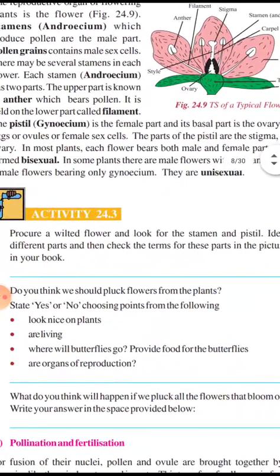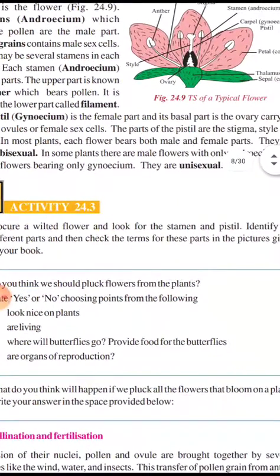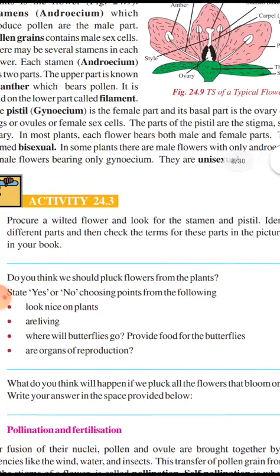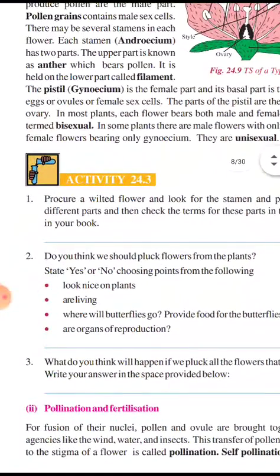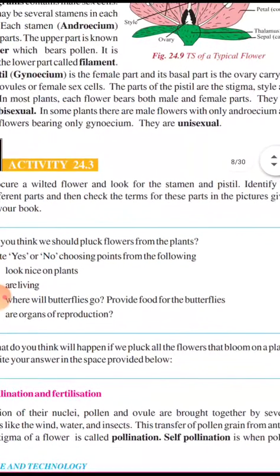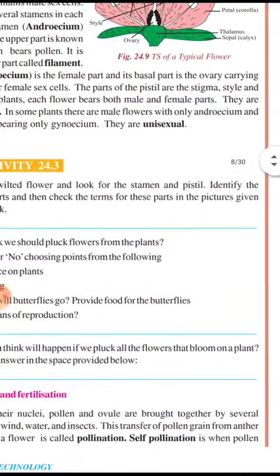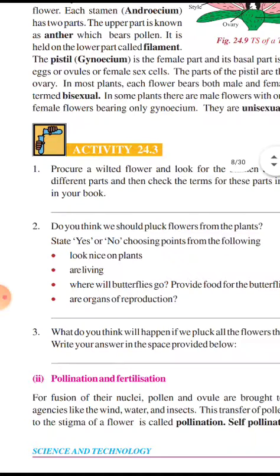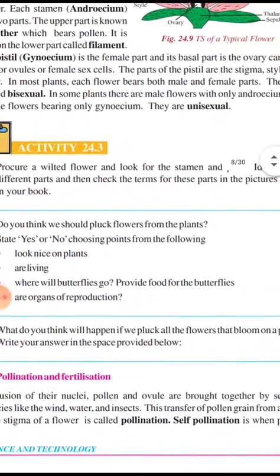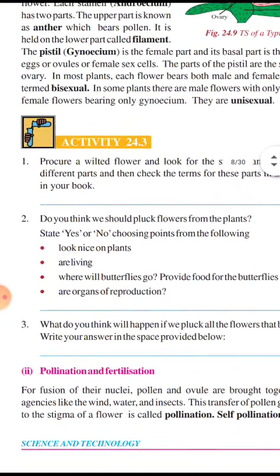In most plants, each flower bears both male and female parts. Those kinds of plants are called bisexual. In some plants there are male flowers with only androecium, and there are female flowers bearing only gynoecium. These kinds of plants are called unisexual.